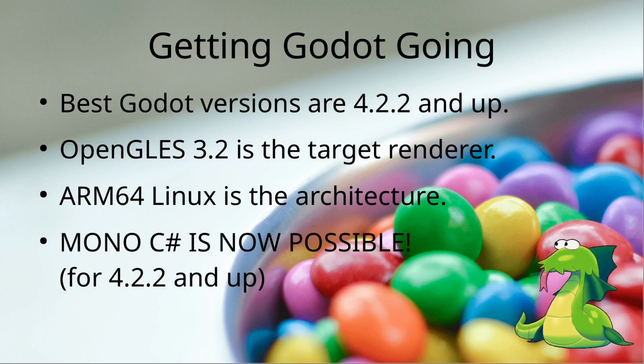ARM64 Linux is basically what you're exporting for. And Mono C-sharp, as of this, is pretty much possible now. It used to not be, and then it now is. So if you are making a C-sharp game, you are like a refugee from Unity or something, 4.2 and upwards, just use these versions. If you're making 3D, use 4.4, because anything below that does not have vertex shading stuff.